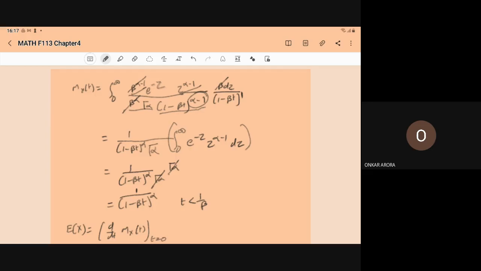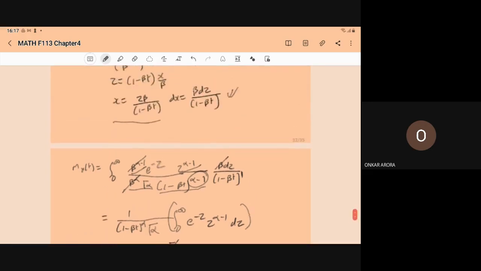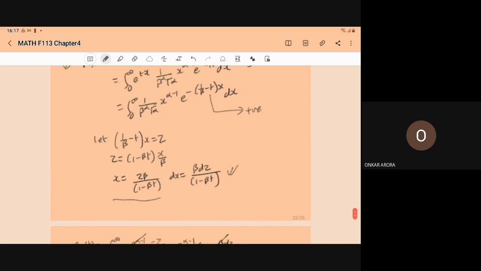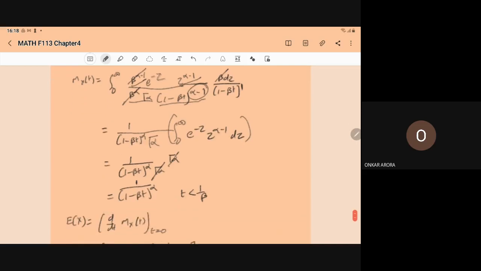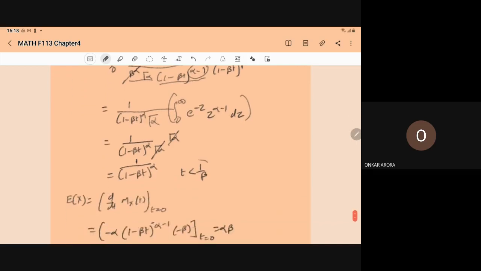But for this integral, what is the condition? This condition I have written here: it must be positive, right? 1 upon beta minus t must be positive. So this implies t should be less than 1 upon beta, and only then can you determine this. So when we are writing the MGF, we always have to write the condition under which the MGF is defined.